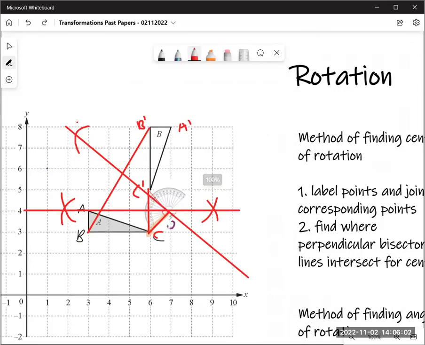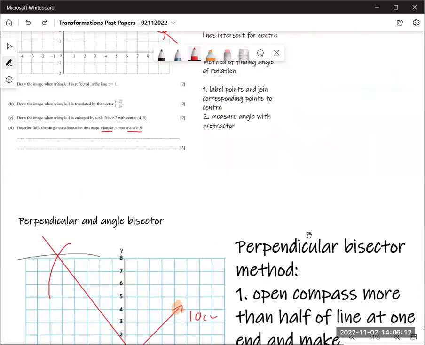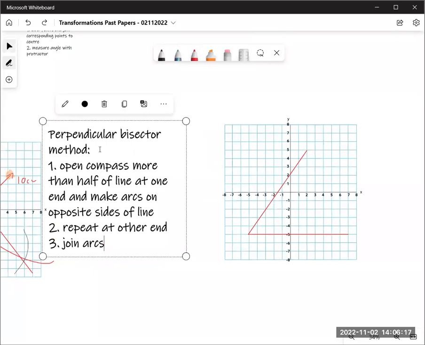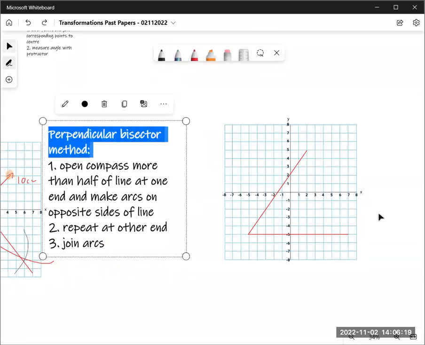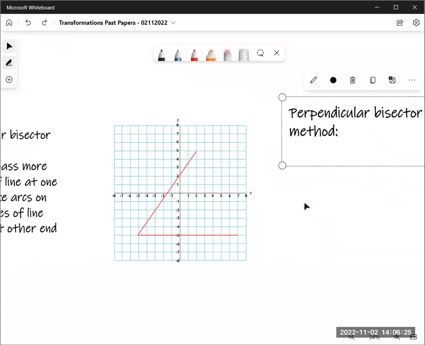So I'll have to make an arc right here and an arc over here. So this over here, this O is your center. That's how you find the center of rotation, by making perpendicular bisectors. The next thing we have is called angle bisector. There's a lot more to perpendicular bisectors, by the way. That's in coordinate geometry. We have to do that chapter separately.